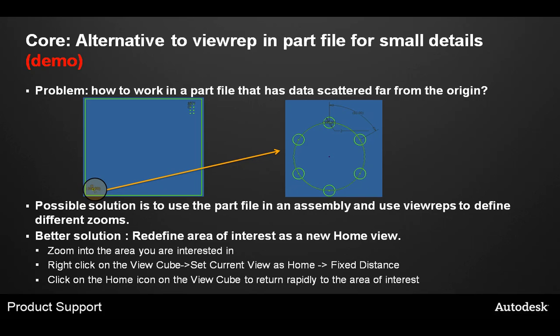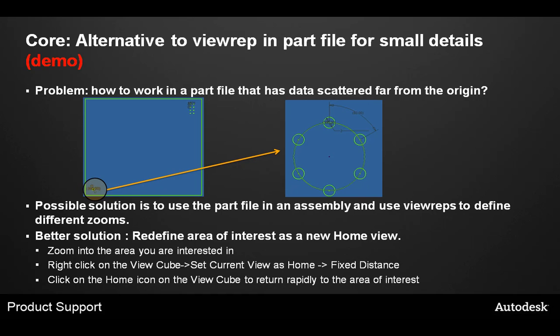So the process is simple. You just zoom in with a zoom window. You have to do it once. Then you right click on the view cube and you use the set current view as home command. And then probably you want to have a fixed distance so that you have an exact copy of the exact area that you want. And then once you have set it, you can click on the home icon on the view cube to return to this particular area.